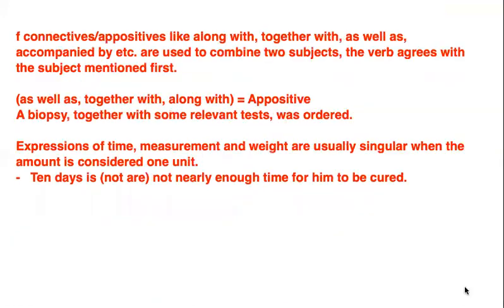Okay, the last thing: connectives or prepositions like along with, together with, as well as, accompanied by. These are among the things you ask about most, and many people are confused about them. These are always used to combine two subjects. Okay, the verb agrees with the subject mentioned first, the very first subject I mention.